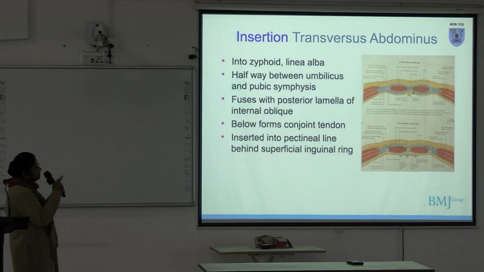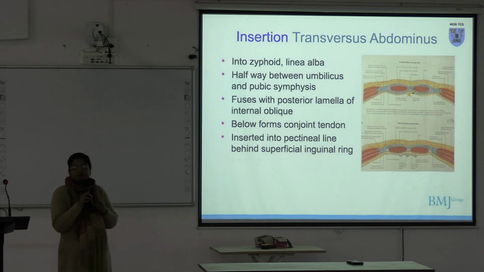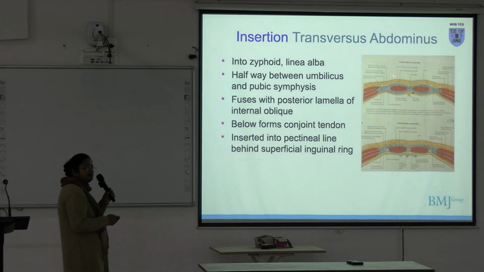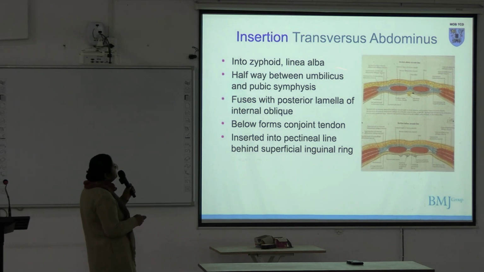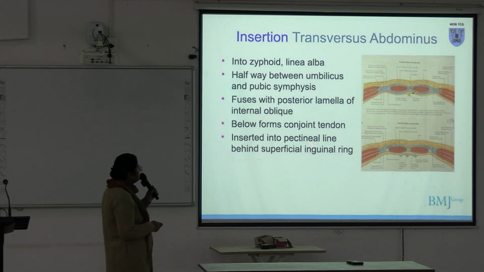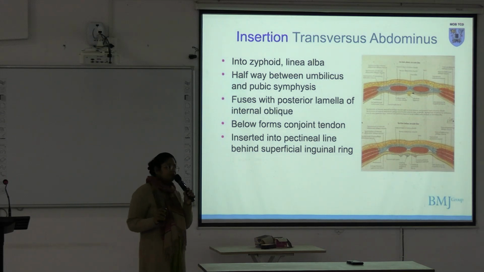Next, transversus abdominis originates from above and downward, passes transversely, and inserts into the midline. Insertion is into the xiphoid process and linea alba, halfway between the umbilicus and pubic symphysis, fusing with the posterior lamella of internal oblique. Below it forms the conjoint tendon with the internal oblique and is inserted into the pectineal line behind the superficial inguinal ring. So this is the disposition of transversus abdominis.